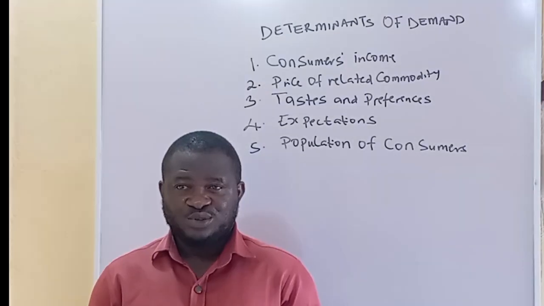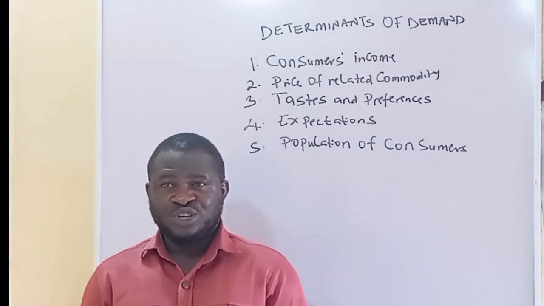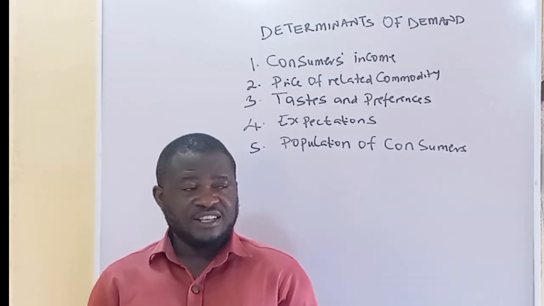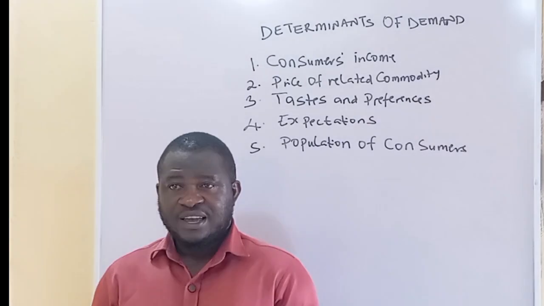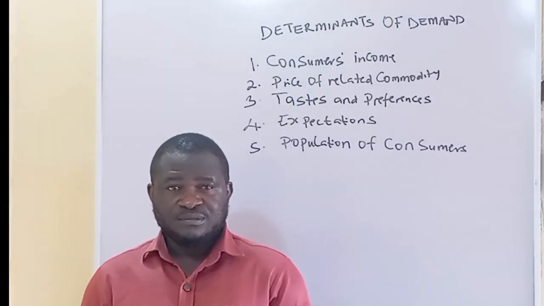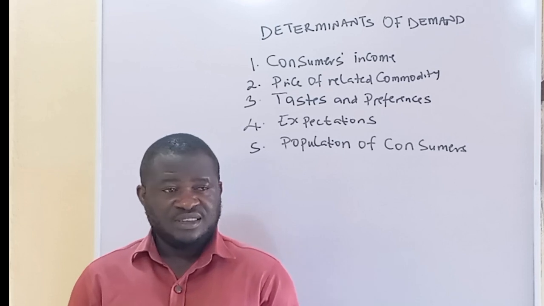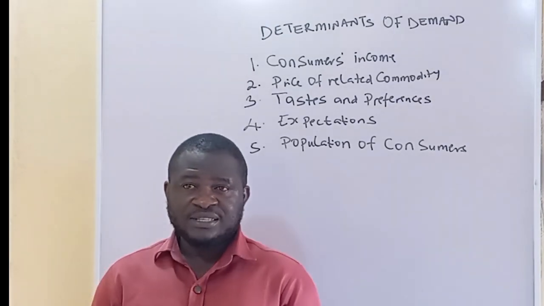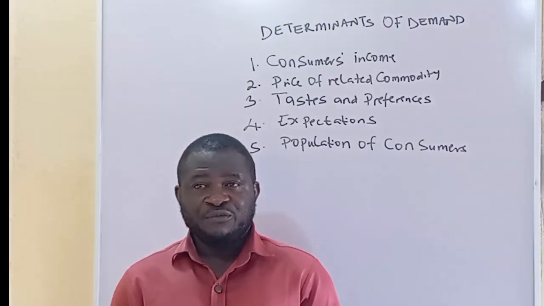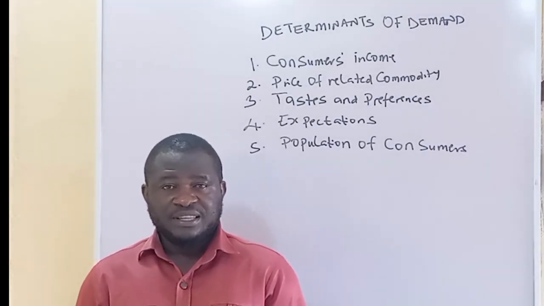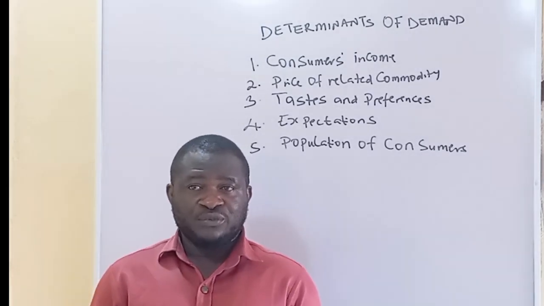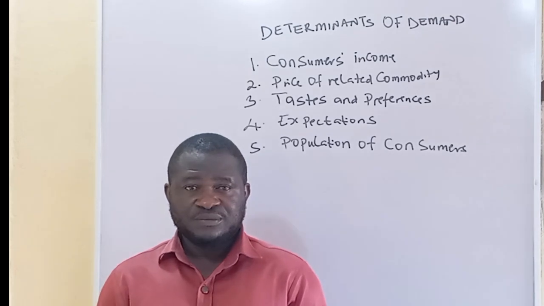Today, we shall be continuing with the example and if need be, introduce further examples to illustrate how changes in various factors such as consumers' income, price of related commodities, taste and preferences of consumers, expectations, and total population of consumers can affect the demand. Meaning how these factors can either shift demand schedule or demand curve rightwards or leftwards.